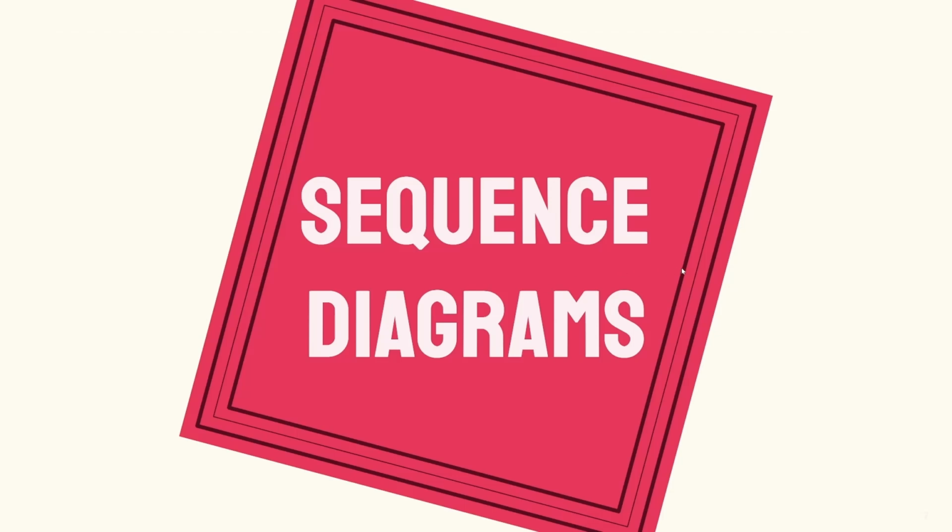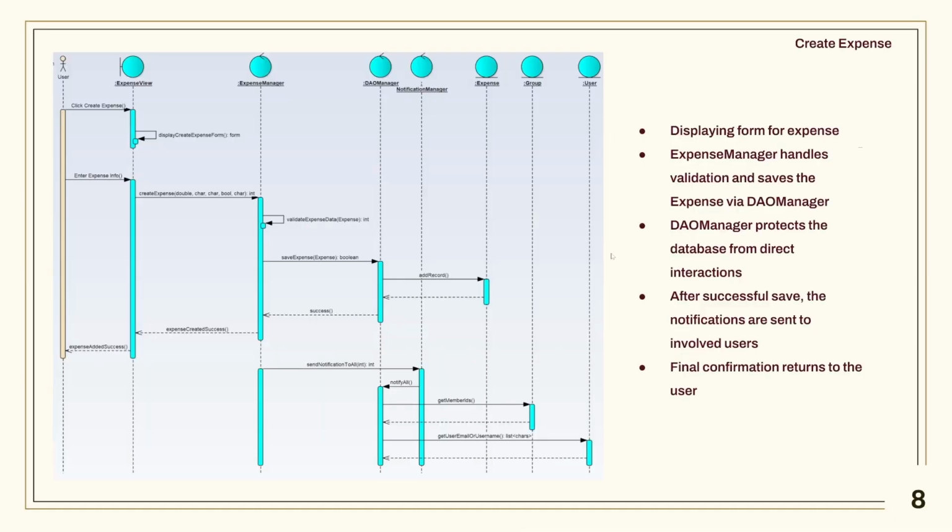Moving on to the sequence diagrams. For this sequence diagram, we are illustrating the create expense workflow. At the beginning, a user can decide to create an expense. They will first click the button on the expense, and then it will go into the expense view, which will show the create expense form. The user will fill that out and enter all the information.